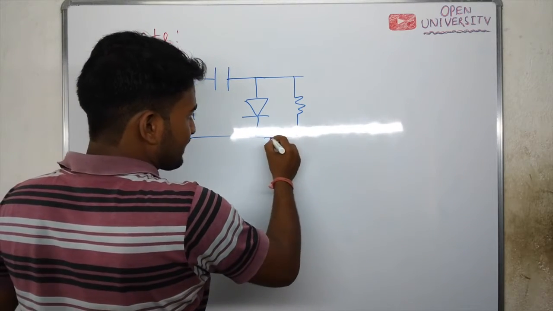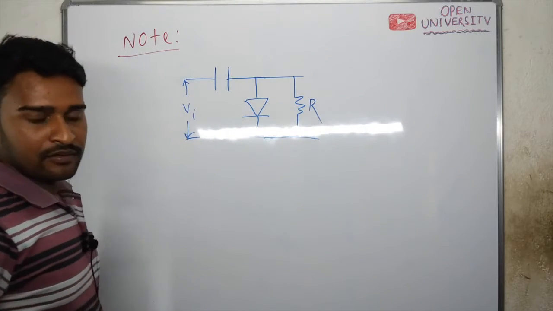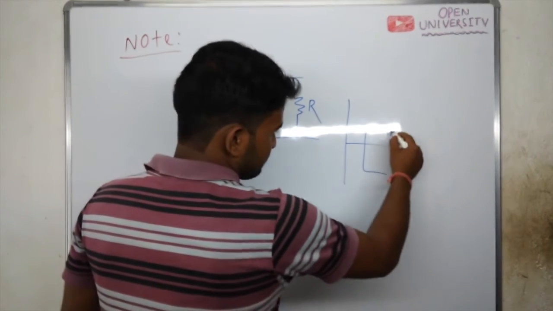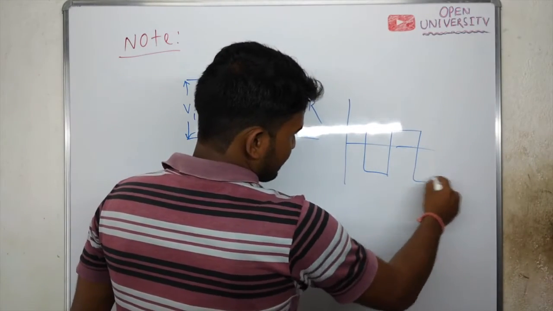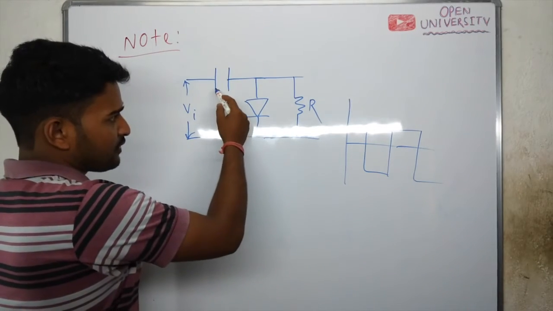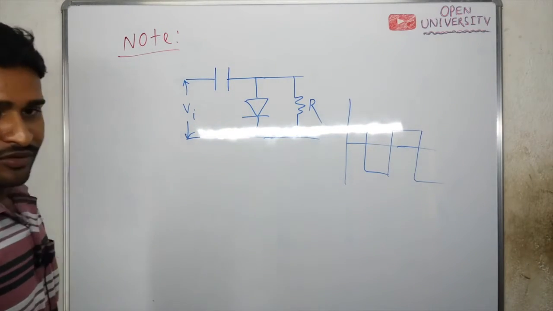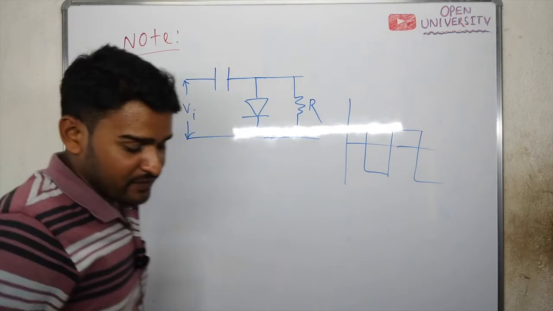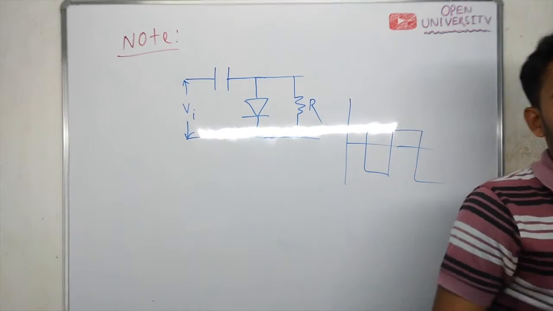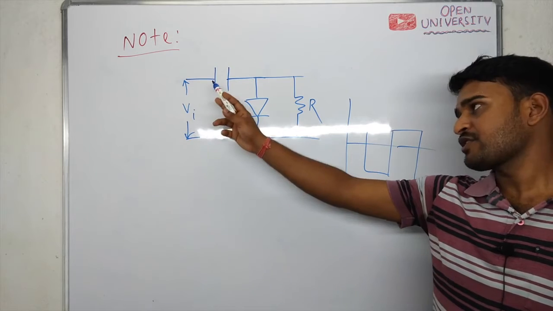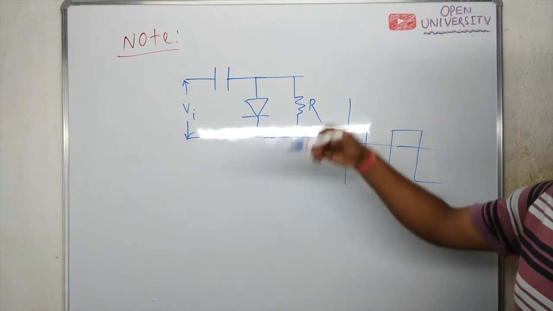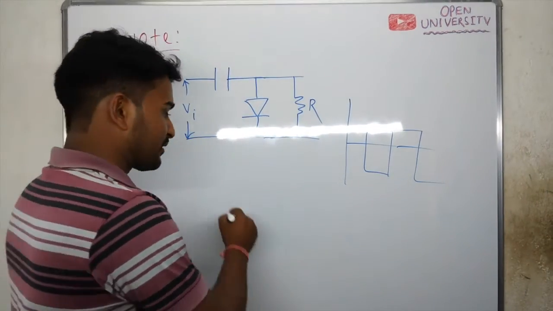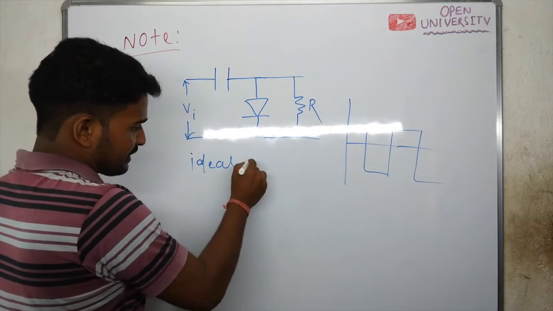If you connect a resistor like this in parallel to a diode, then during the negative half cycle of your input voltage, your diode becomes off. Then what will happen? During the negative half cycle, the capacitor voltage will discharge through the resistor, and this circuit can now respond to a decrease in input voltage, because the capacitor voltage will reduce. So it can respond to both a decrease as well as an increase in input voltage, and this circuit is called an ideal clamper.